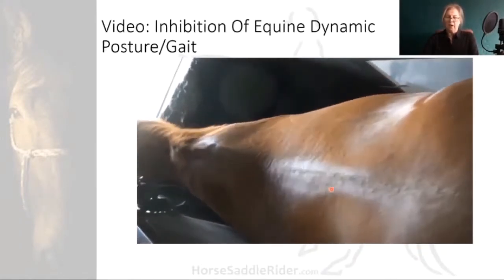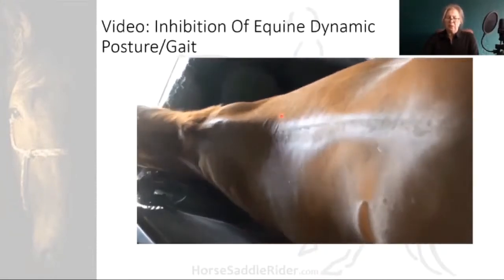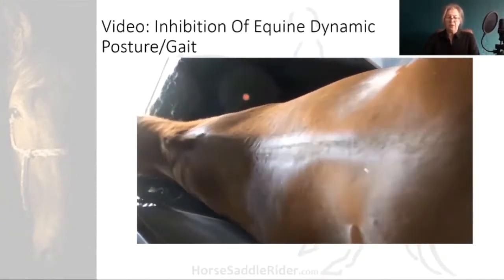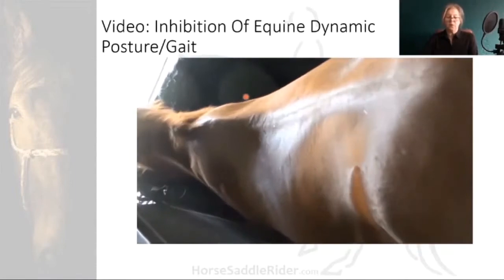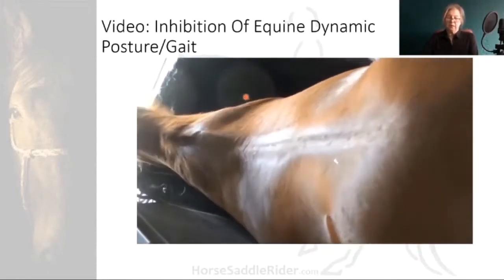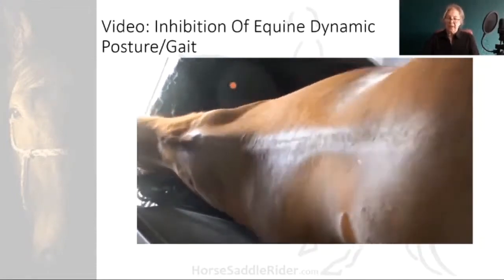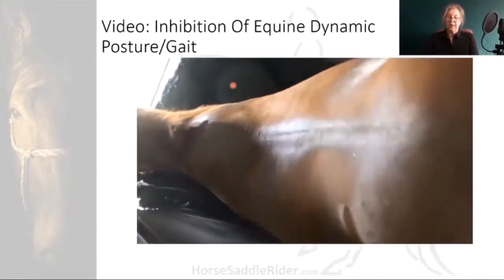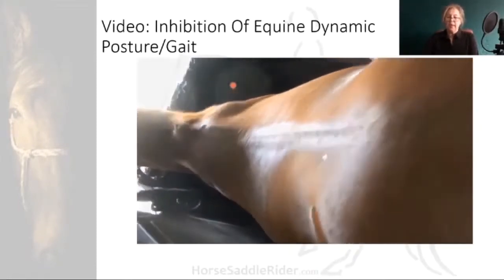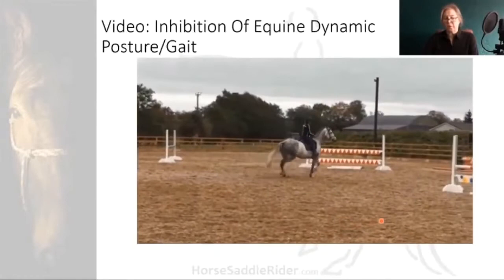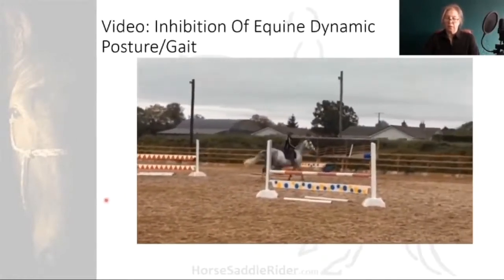So you can see how easy it would be to inhibit gait because there is a lot of movement in the horse's back. More stable, more rigid in trot, but nevertheless, it was designed to move and transmit the forces from the hinds to the fores.